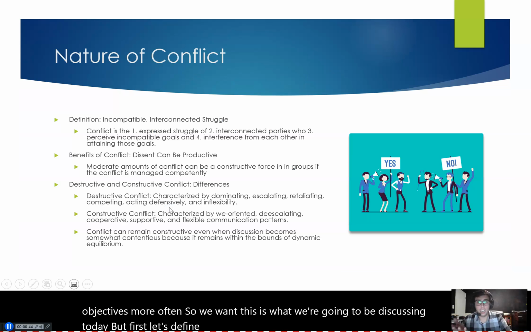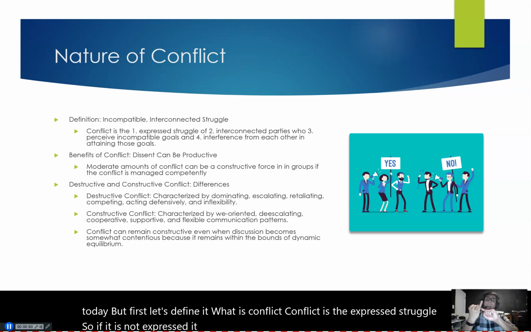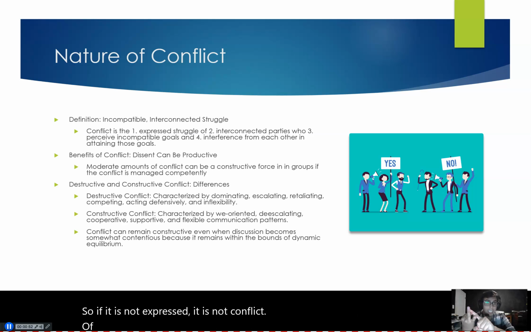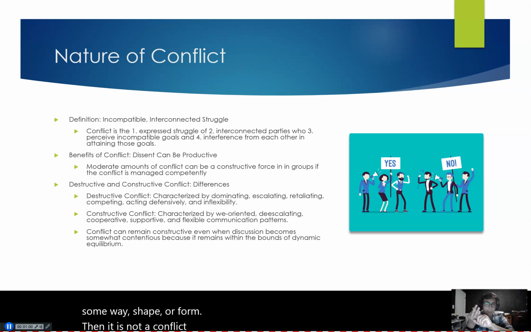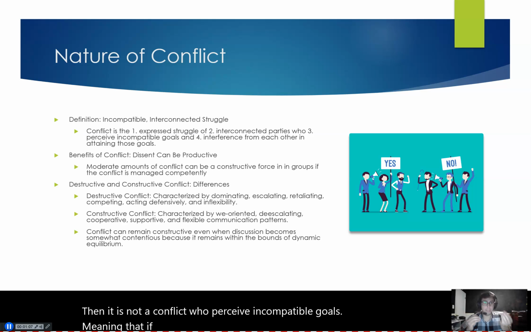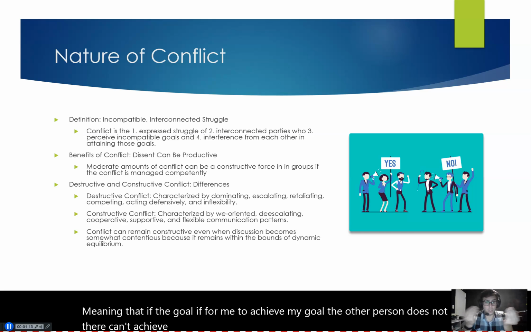What is conflict? Conflict is the expressed struggle. So, if it is not expressed, it is not conflict. Of interconnected parties. If parties are not interconnected, connected in some way, shape, or form, then it is not a conflict. Who perceive incompatible goals, meaning that if for me to achieve my goal, the other person can't achieve their goal, then there's conflict.